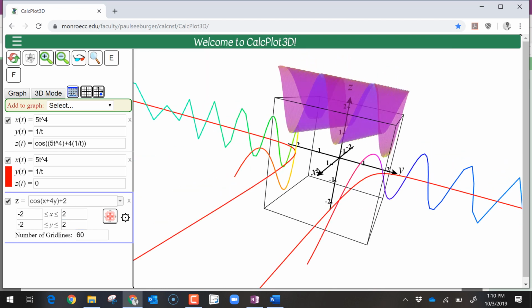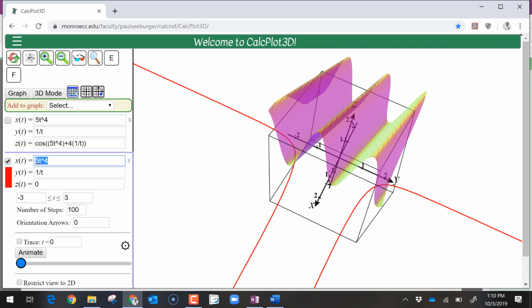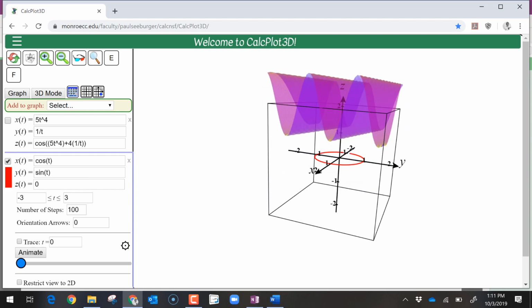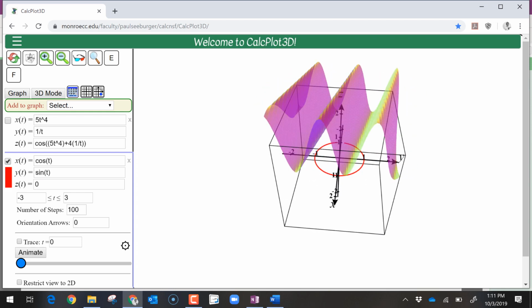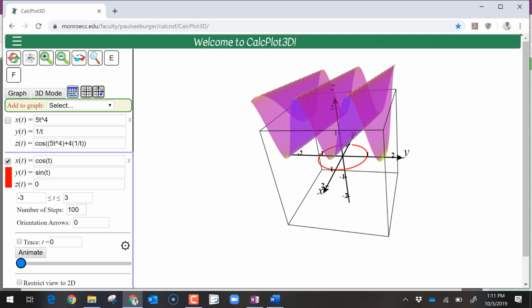So there it is. It's been lifted up a little bit. And let's change these functions. So the first function is going to be cosine t. The second is going to be sine t. And then 0. So that we just have a nice circle. Easier to look at? So that's easier to look at. And I think it's going to be easier to view now.